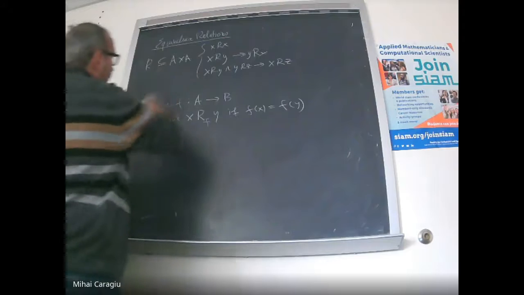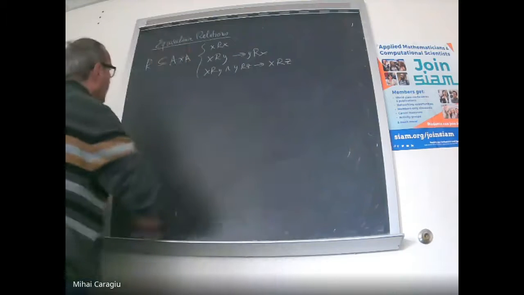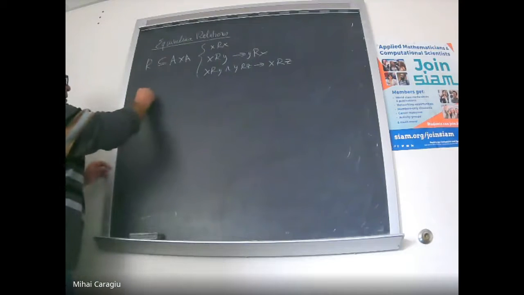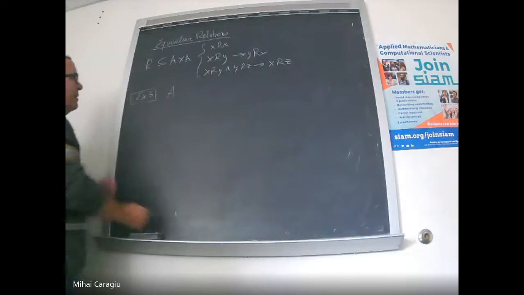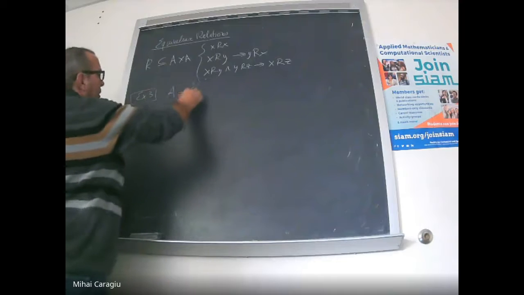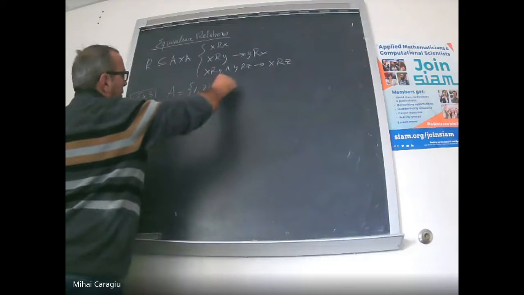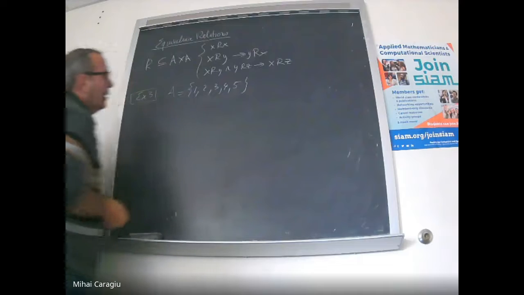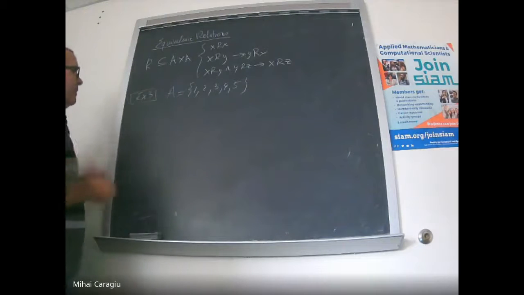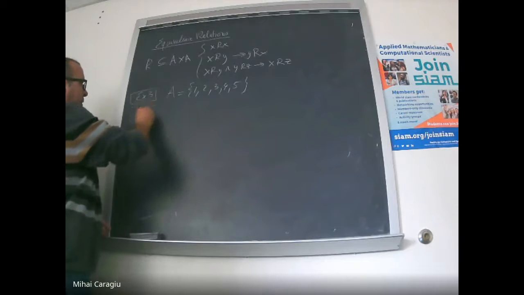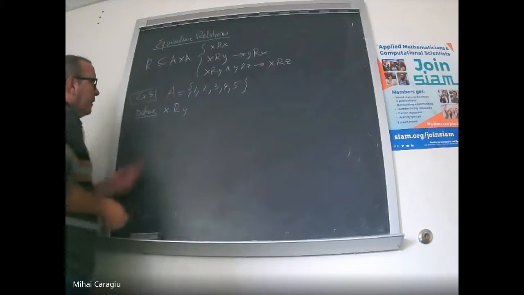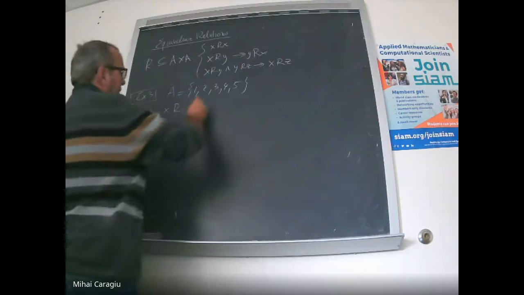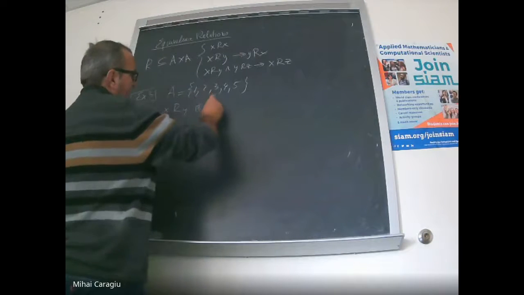Example 3. So let's see another one. Let's take a more concrete example. A equals {1, 2, 3, 4, 5}. And let's define x R y, x related to y, if x plus y is even.